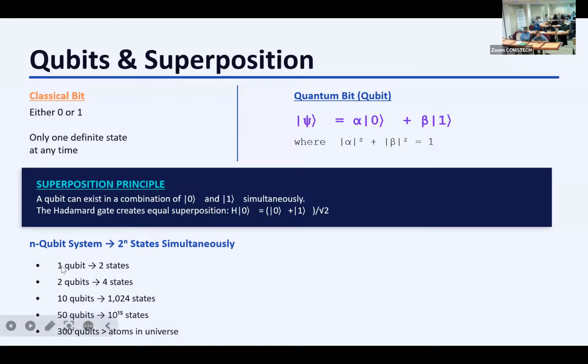If we have 1 qubit, the number of states, capital N, would be 2 to the power n. If we have 2 qubits, the number of states would be 4, so we are just raising the power of 2. If we have 300 qubits, almost all the items in this universe can be covered. If one day we build a quantum computer that can work on 300 qubits, almost all the problems in this world would be solved.